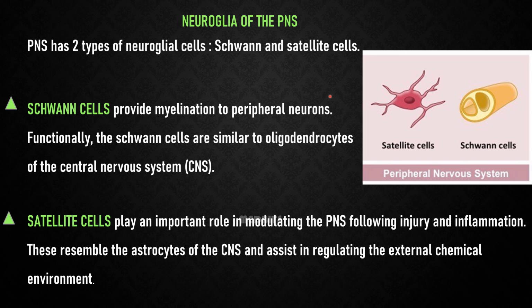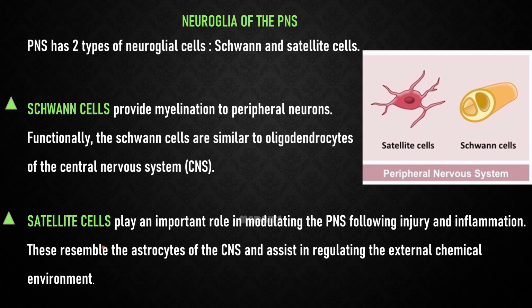Now guys, we'll be discussing PNS in here, neuroglia of PNS. Before, we were discussing CNS, right? Now we'll be discussing neuroglia of the PNS, which is the peripheral nervous system. Now PNS has two types of neuroglial cells, which are Schwann cells and satellite cells. Now Schwann cells provide myelination to peripheral neurons. Functionally, the Schwann cells are similar to oligodendrocytes of the central nervous system.